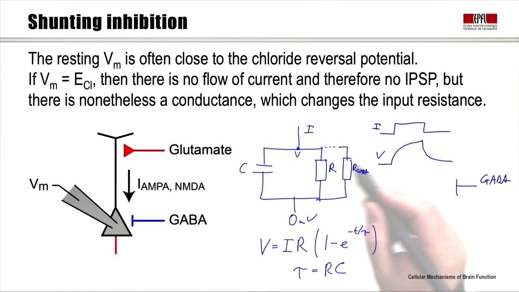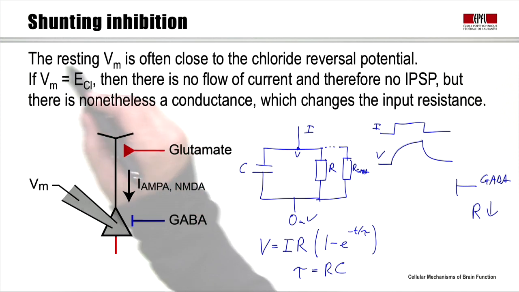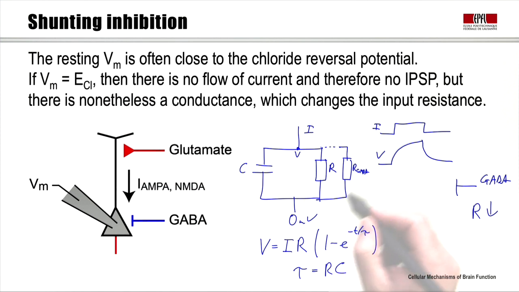The change here is a decrease in the membrane resistance. We've added more conductance to the membrane of the soma, and it's reversing at the same potential as the resting membrane potential of the cell. So we can simply think of it as a change in the resistance of the membrane. So we decrease the resistance of that membrane.